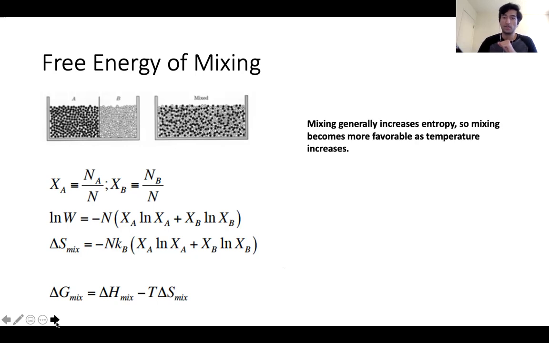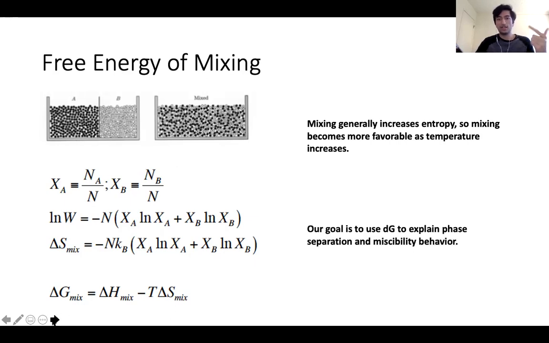So I wanted to point out two things here. Number one, in general, if you're looking at mixing, this always increases entropy. You can think about this intuitively in the sense that if you're mixing two things, that's more disorder, more chaos. But you can also just look at the equation, and that tells you that if you're mixing two things, entropy always goes up. So at any given temperature, if you keep increasing the temperature, that makes the favorability of mixing increase more.